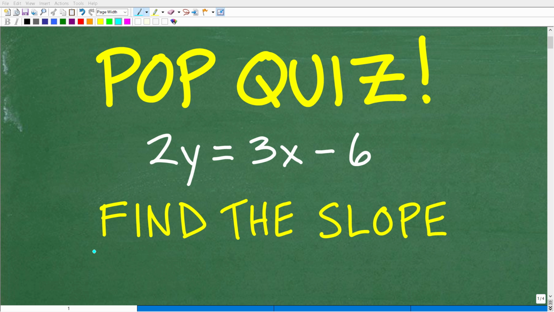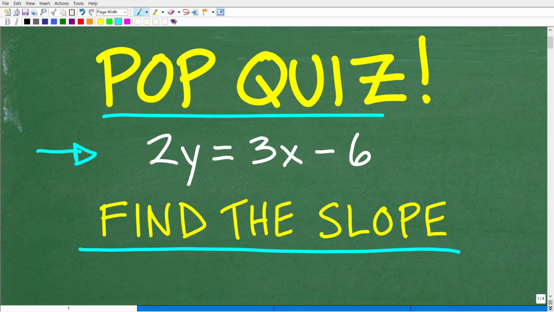Okay, so can you find the slope of a line? Well, hopefully you can, because this is a very critical algebra skill. And what I have for you here is a lovely little pop quiz to see if indeed you know how to find the slope of a linear equation.